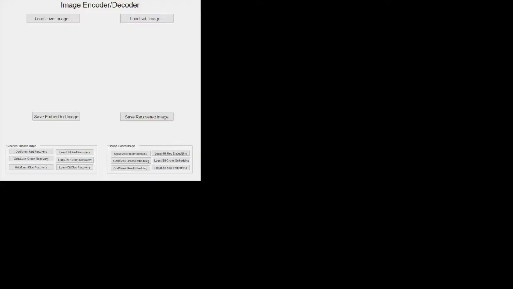We'll walk through how to use the GUI. First step is loading our images. Using the GUI, we can load our cover image and our image that we're going to mask. First, we'll walk through using the odd-even embedding methods. Using these embed methods on the lower right, we can embed an image into the red, green, and blue channels with these buttons respectively. We can then recover the images by using the buttons on the left-hand side. If we recover the image from the red channel, we recover this image.